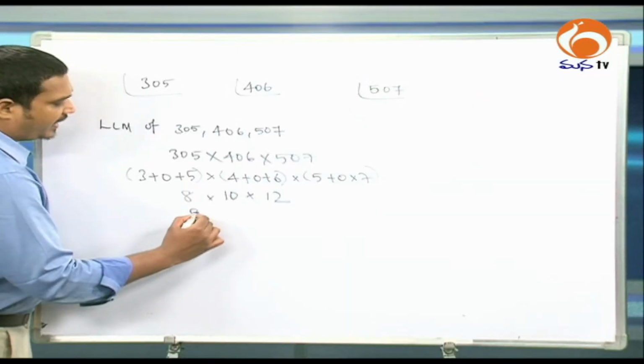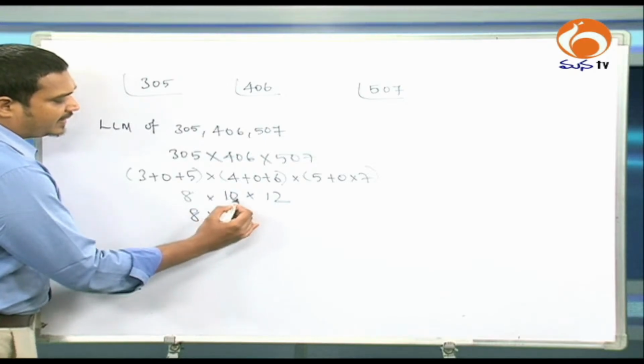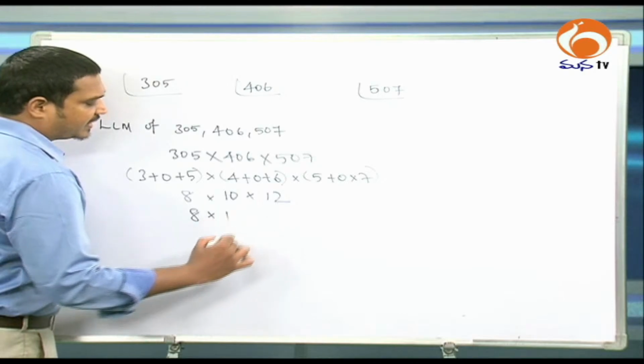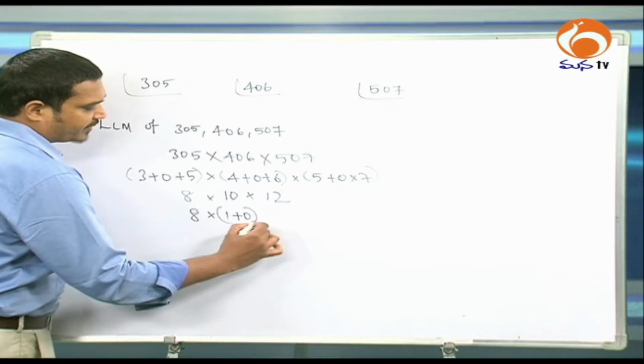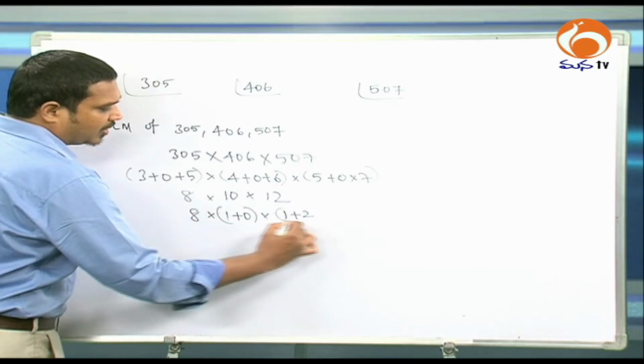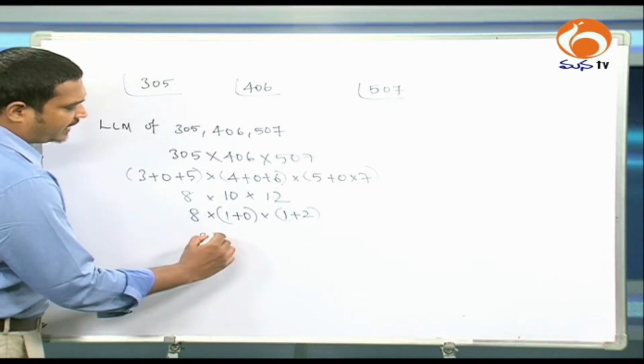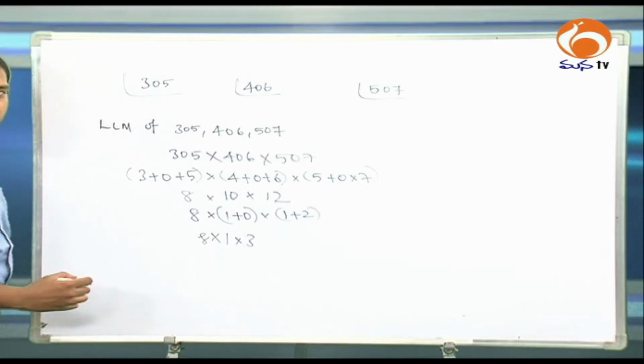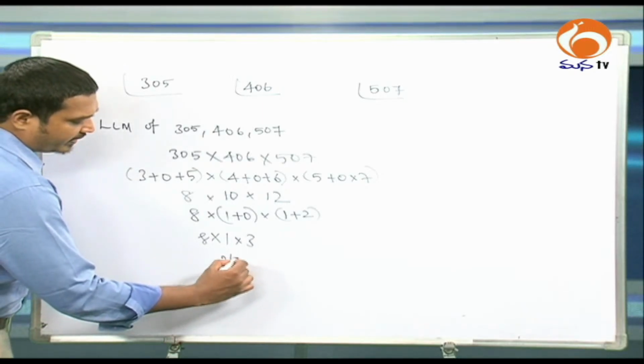It is so simple. 8 stays. 10 is a 2-digit number, so once again we need to execute the digit sum technique, which is nothing but 1 plus 0. And this is 1 plus 2. Once again, digit sum. Now it is 8 into 1 into 3. 8 into 1 into 3 is obviously 24.